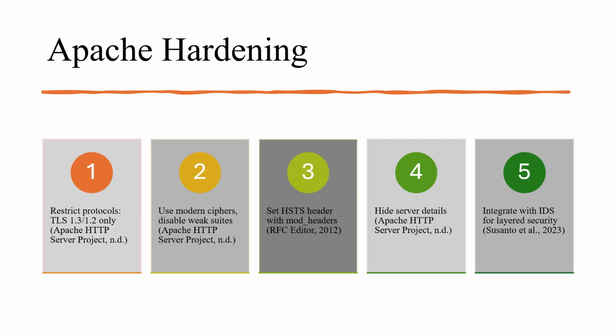We then enforce HSTS headers that tell browsers to always use HTTPS. It's also good to hide unnecessary server details by setting ServerTokens Prod and disabling ServerSignature. Finally, Succinto emphasized that configuration alone is not enough. They recommend pairing Apache with an intrusion detection system like Suricata or Snort. This layered approach catches attacks in real time.